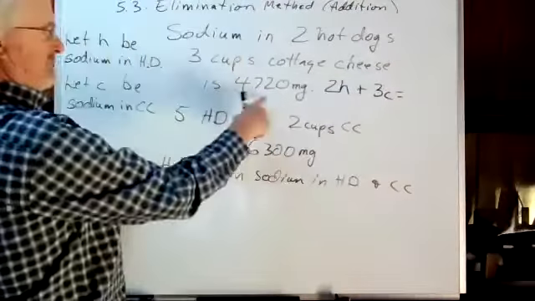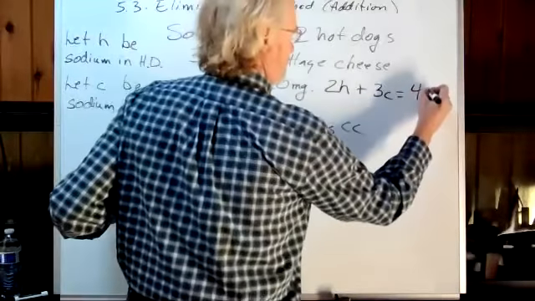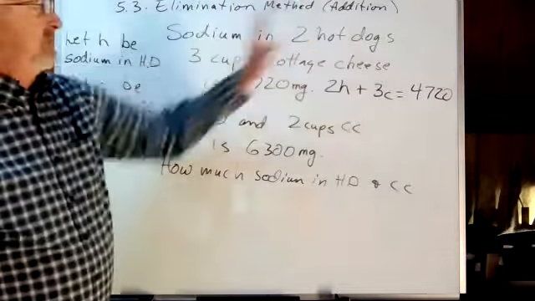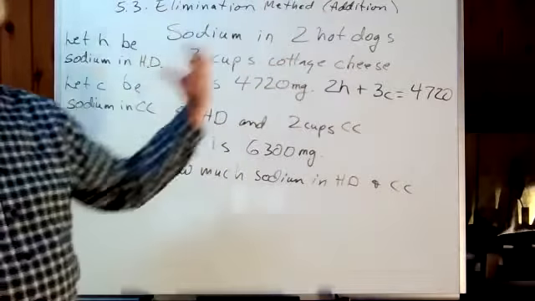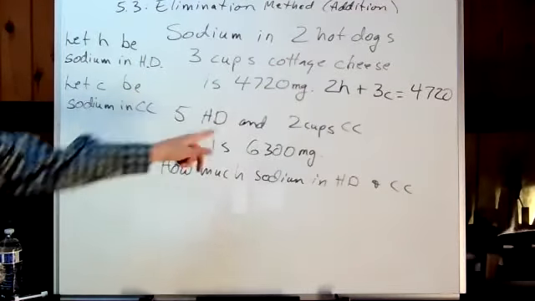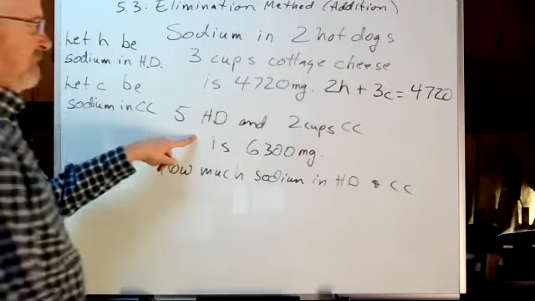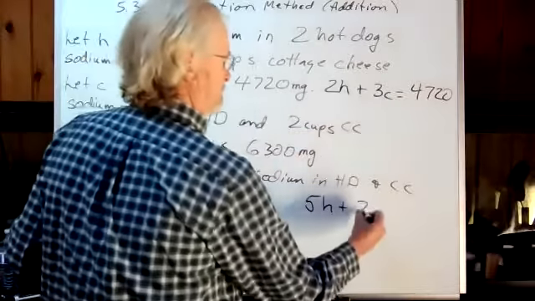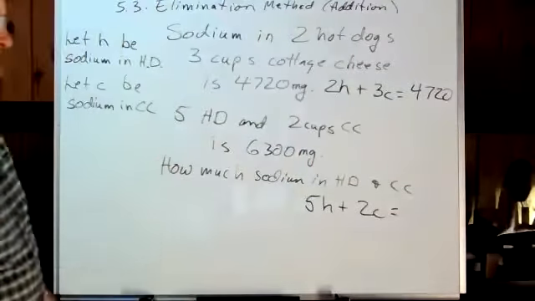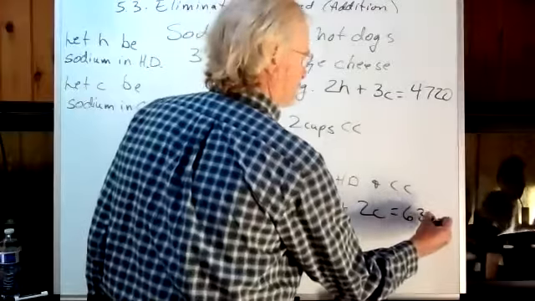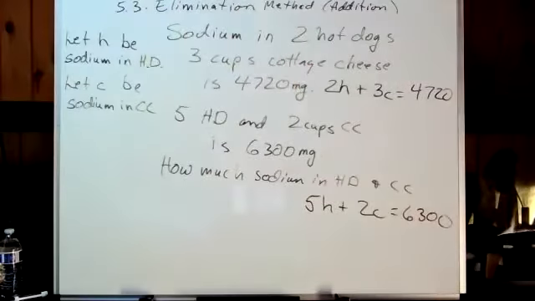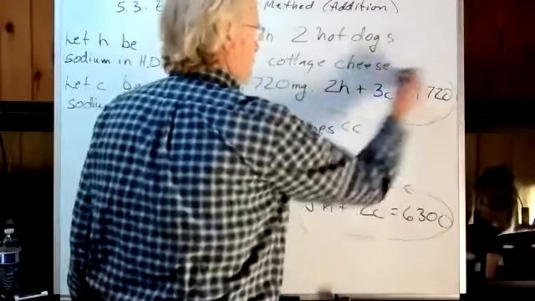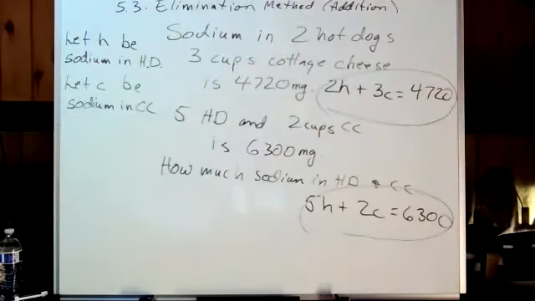And apparently that adds up to 4720. See how that works? 2 times the amount in that plus 3 times the amount in that, and it adds up to some total. Similarly, this one, well, 5 hot dogs, 5 times the amount in a hot dog plus 2 times the amount in the cheese, 6,300. So there are my 2 equations. I'm going to put them together and pick a way to solve it.